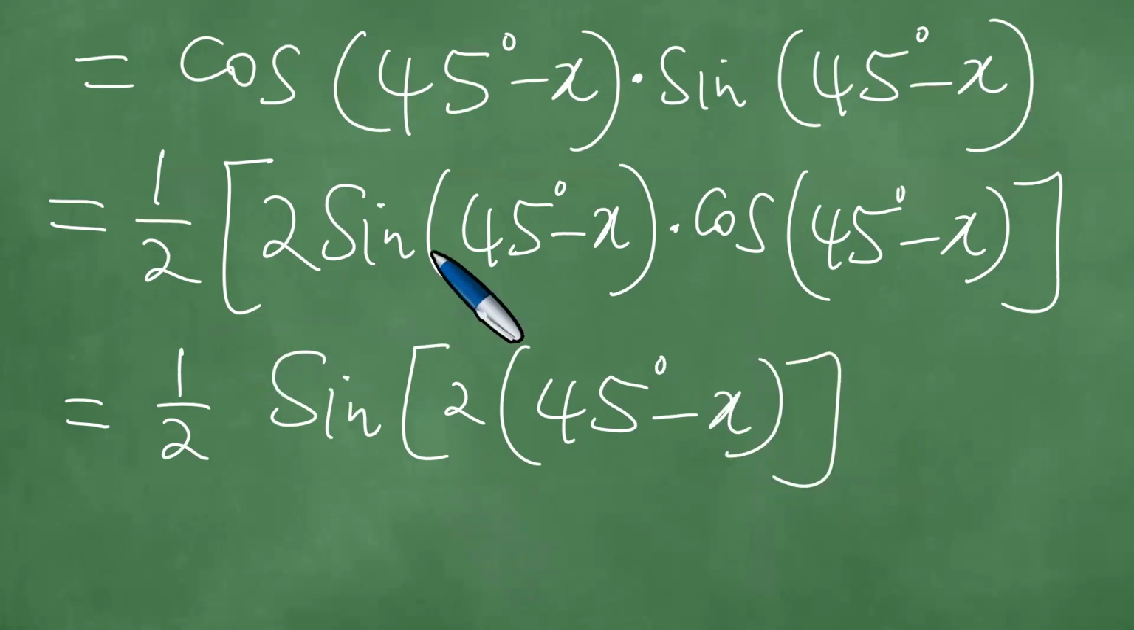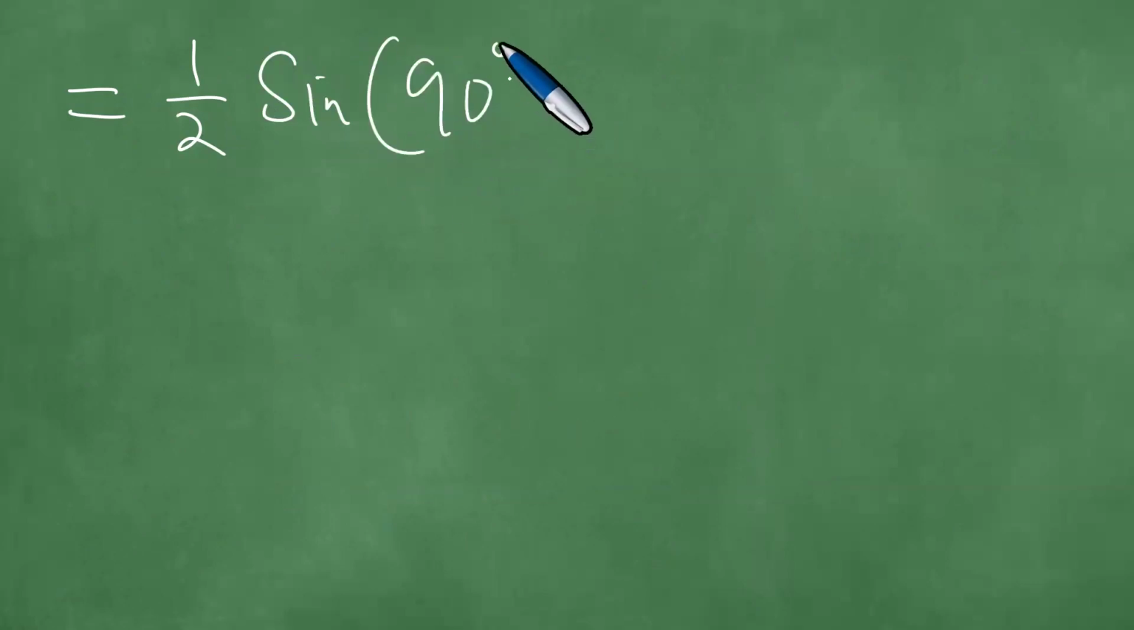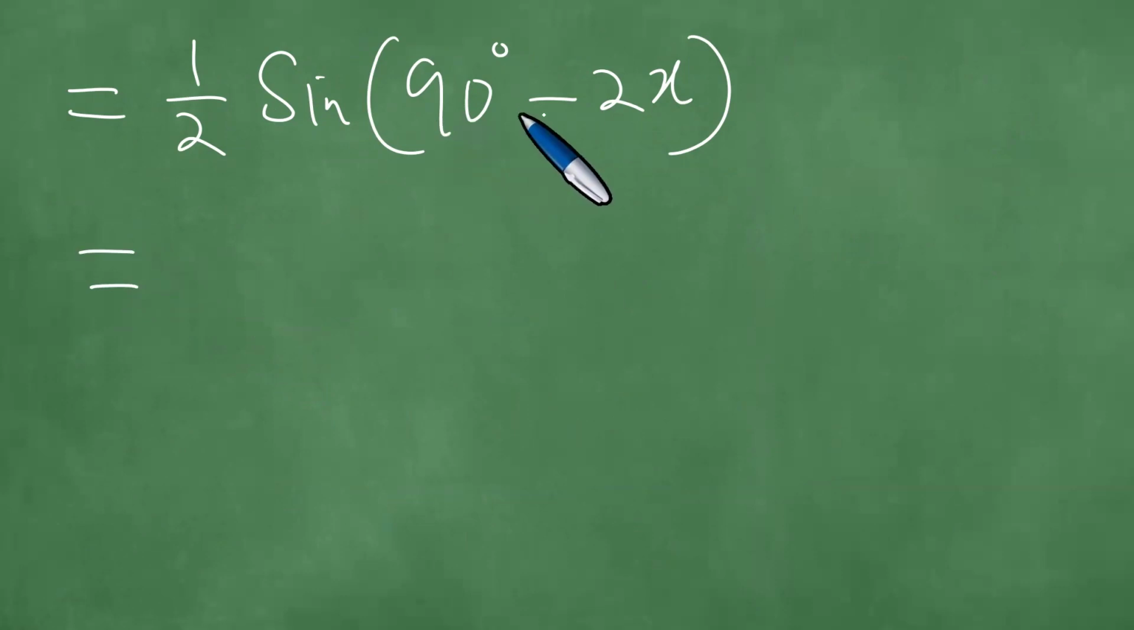Okay, using what we call the trigonometric double angle formulae, we apply the distributive law to distribute here, because multiplication distributes over subtraction. 2 times 45 degrees is exactly 90 degrees minus double x. So this is 1/2 of the trigonometric sine of 90 degrees minus 2x. Now, 90 degrees minus 2x is an angle that is in quadrant 1.